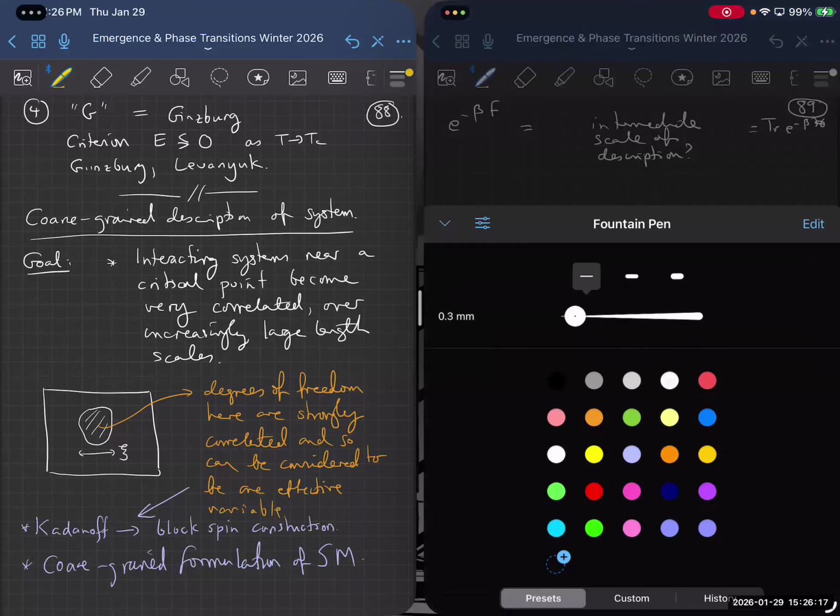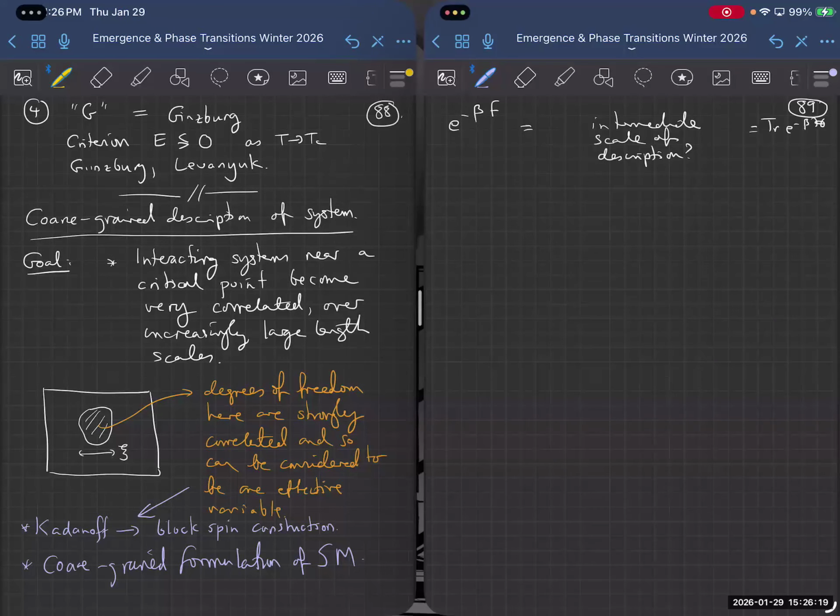And what I've already answered for you is what is the characteristic length scale of that. The characteristic length scale of that is going to be of order the correlation length, and we'll see what it is. But the question we want to ask is, what is the effective Hamiltonian governing these degrees of freedom?